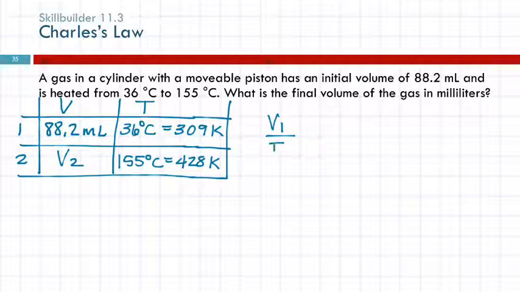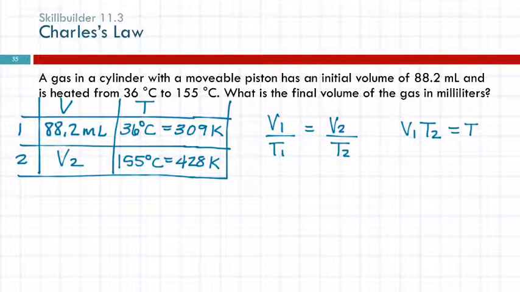V1 over T1 equals V2 over T2. We're solving for V2. Let's cross multiply. V1 T2 equals T1 V2. We're solving for V2. So I want to divide by T1 on both sides. So those cancel out.